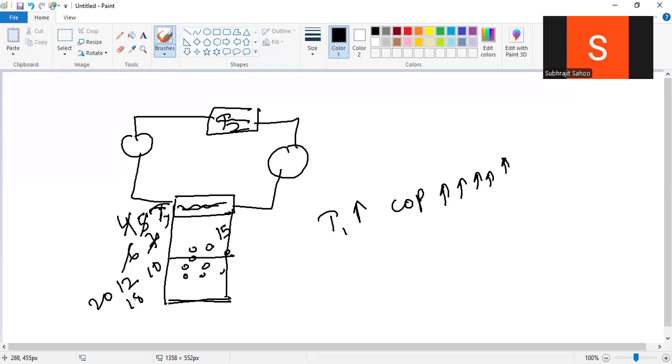Sir, up to 14 degrees it was okay. T1 temperature is 14 and inside temperature is 15. Then heat transfer can easily happen from inside to the air. But once it becomes 15, the temperatures are the same, then heat transfer is not possible.